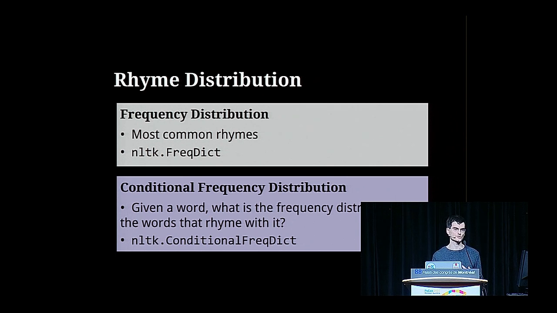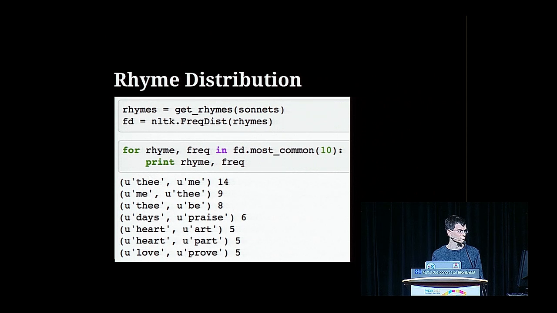But what this will help us do is it'll answer the question, given a word, what is the frequency distribution of the words that rhyme with that word? So let me illustrate these things with a couple examples. First, let's look at the frequency distribution. And here we feed all the rhymes in the sonnets in the frequency distribution, and we get a dictionary actually of the rhymes and how many times they appear.